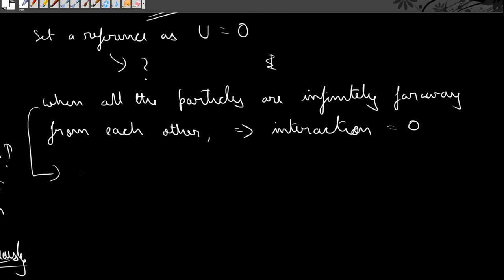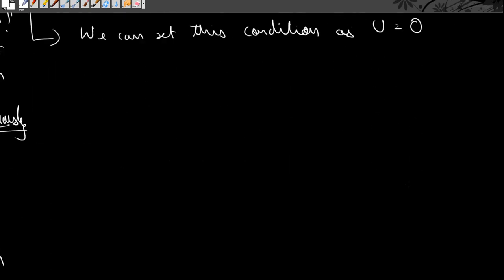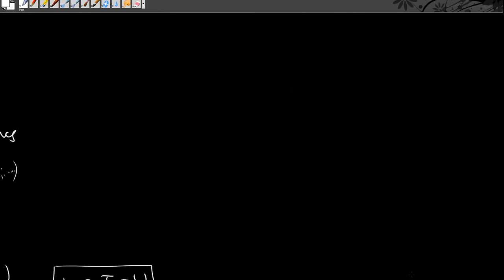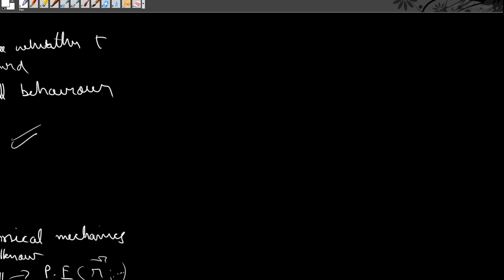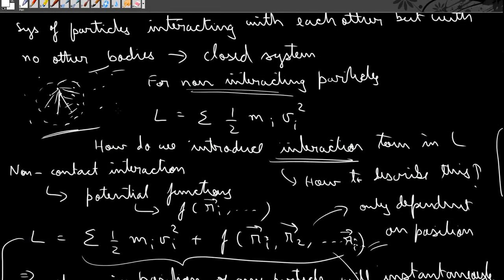Okay, so we can set this condition as u equal to 0. So the potential function can be defined in such a way that u will be equal to 0 when all the particles are infinitely far away from each other, and when they come close together, okay, so when they come close together like this, it will be dependent only on the positions of each of the particles.